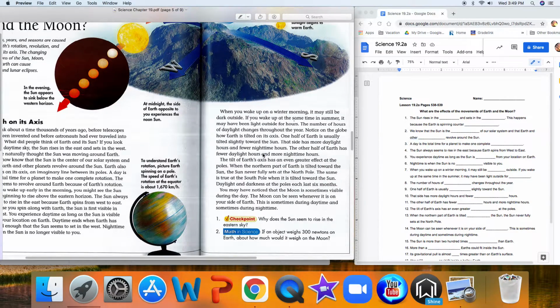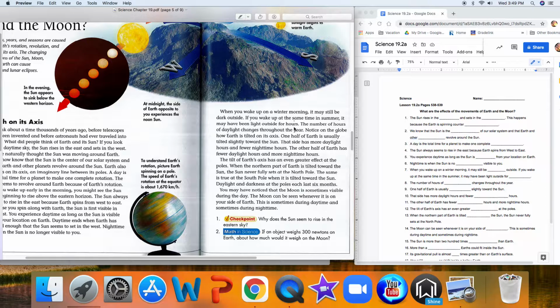Okay, when you wake up on a winter morning, though, it can still be dark outside. You and I definitely experience that, don't we? In the middle of the winter, it's barely light by the time you get to school, and it's almost getting dark when you leave school. We have very little sunlight. If you wake up at that same time, so let's say school at 7:30, in the winter, it's barely getting light. In the summer, it's been light for a couple of hours.